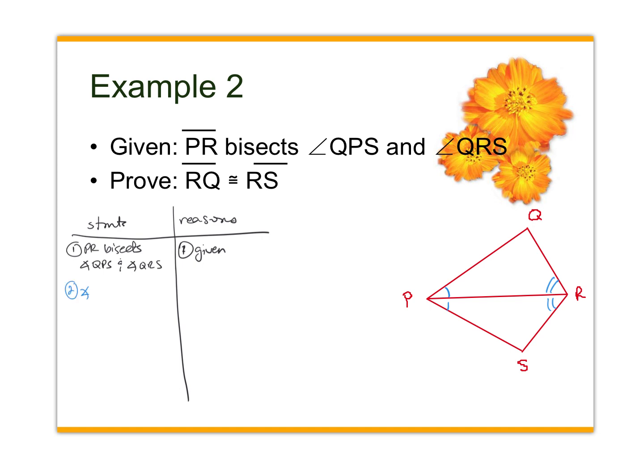First thing I'm going to write is angle QPR is congruent to angle SPR. And angle QRP, the one on the right, is congruent to angle SRP. And both of these, the reason I know they're congruent is because I know the definition of an angle bisector. And I know it breaks it into congruent parts.